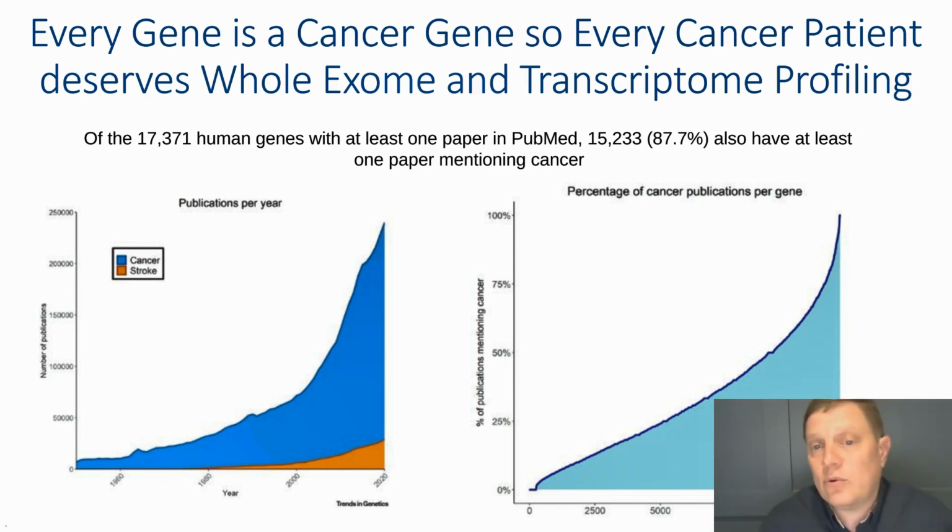And so there's been some nice work evaluating this lately. And so if we look at it, of the 17,000 genes that have been published in PubMed, 87% of them have at least one mention of cancer. And so at the end of the day, we know that every single gene can be involved in cancer. It doesn't mean it's the driver, but it means that it can be a passenger. And that by understanding the perturbations within the molecular system, we're going to increase our understanding of how best to identify and intervene on patients' behalf.